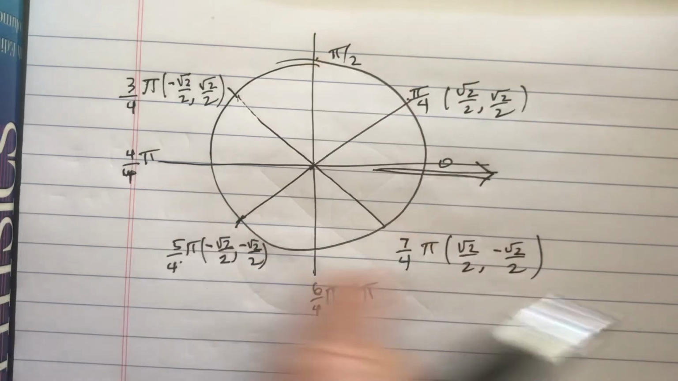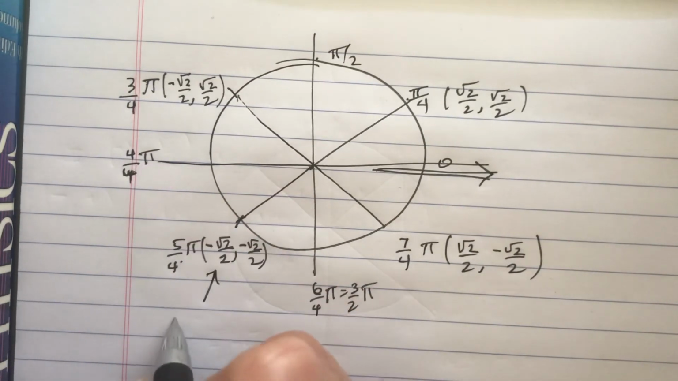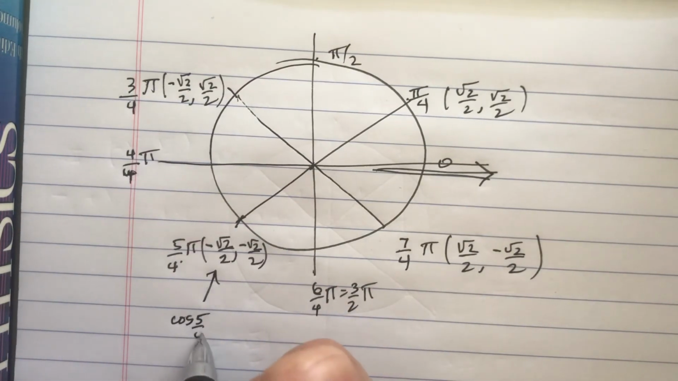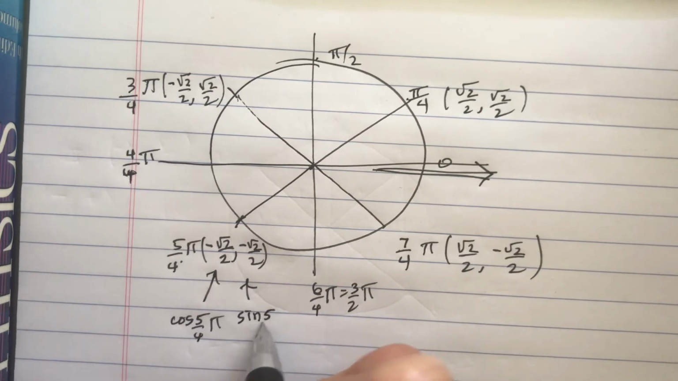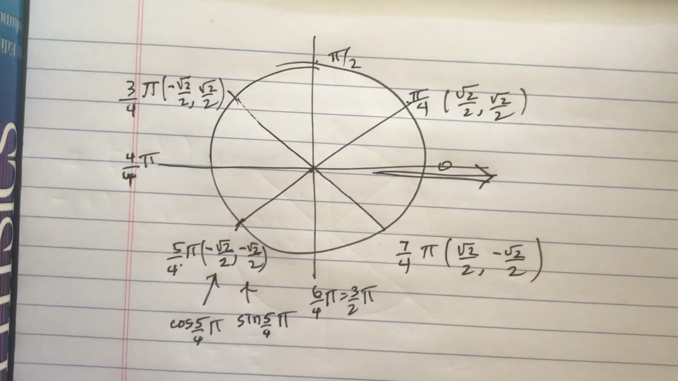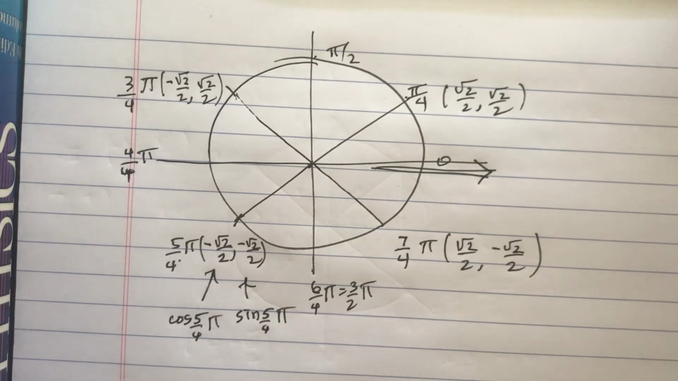It's enough for me to do this. I could fill in what's cosine and sine, but just remember that cosine is the x coordinate and sine is the y coordinate. Okay, so that's in radians. In the next video, we'll do 30 degrees and 60 degrees.